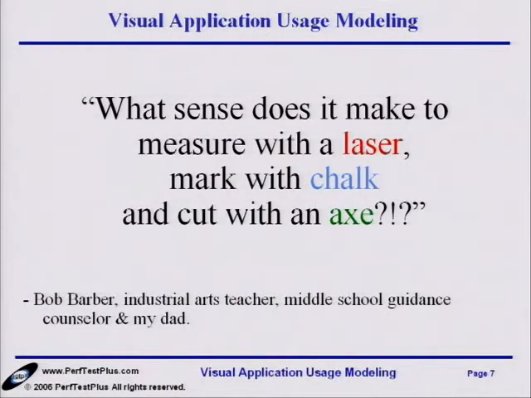So with the rigorous models, I fall back on a quote from my father, who was an industrial arts teacher and became a middle school guidance counselor. That only happens in New Jersey, folks. He says, what sense does it make to measure with a laser, mark with chalk, and cut with an axe? So how accurately do we have to apply models when we don't know how the users are going to use it anyway? The models might be perfect, but they might be modeling something completely unrealistic compared to how users are going to actually apply our systems.